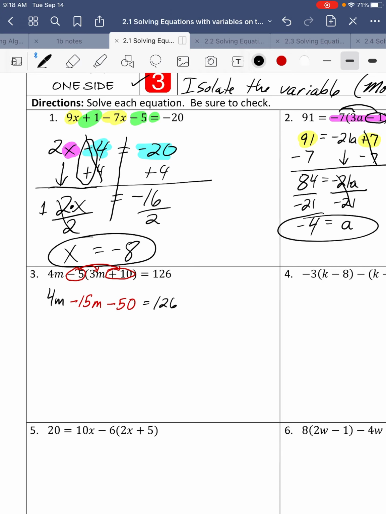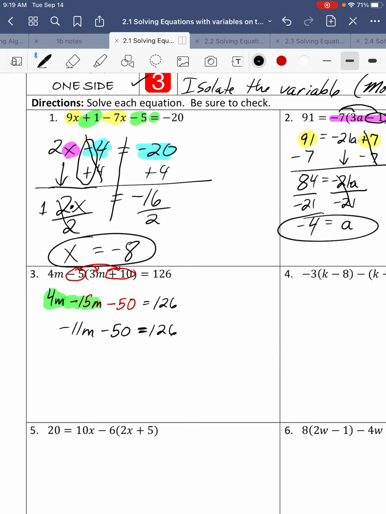Okay, at this point, now let's gather some like terms. I see some like terms here on the same side of the equal sign. So we have 4m minus 15m. Those are like terms. So we have 4m's and we subtract 15 of them. We have -11m's left. The -50, minus 50, is coming down, minus 126.